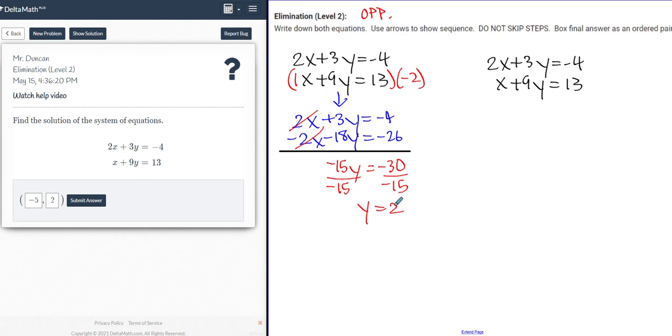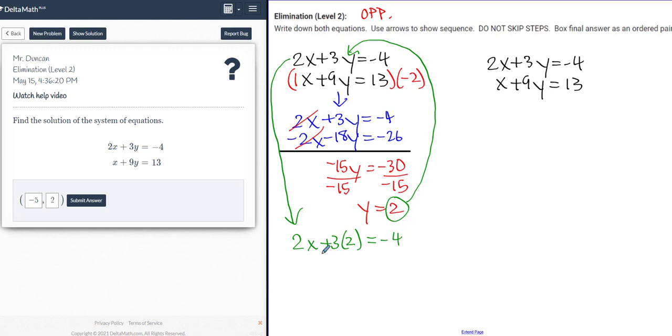Now that I have y is equal to positive 2, I'm going to take that 2 and you can substitute it in for y in the top or the bottom. I'm going to go back into the top equation just because I think it's easier. But again, it's up to you. I'm going to bring down that equation, 2x plus 3, where the y used to be. Since y is equal to 2, I will put 2 into the parentheses there. Should be equal to negative 4.